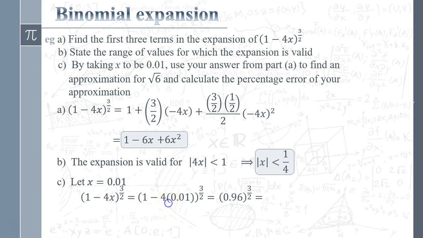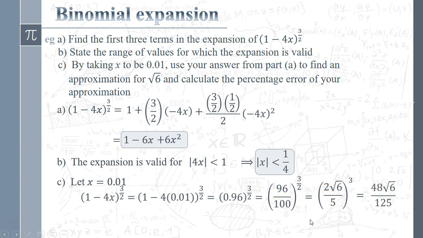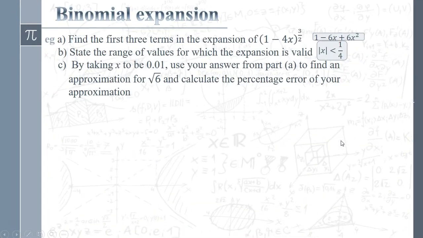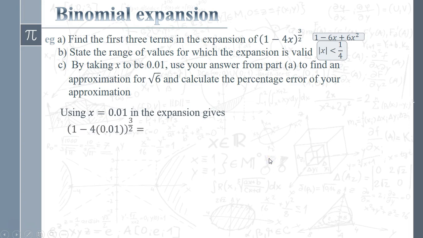And then if we do a bit of square rooting and cubing of that, what we end up with is that: 96 over 100 square rooted becomes 2 root 6 over 5. And then cube it again, and what we end up with is 48 root 6 over 125. Now, what we're going to do is use that value, but we're going to do essentially the same principle again, using x equals 0.01, but this time we're going to put it into our expansion. So before we put it into here, now we're going to put it into this thing.